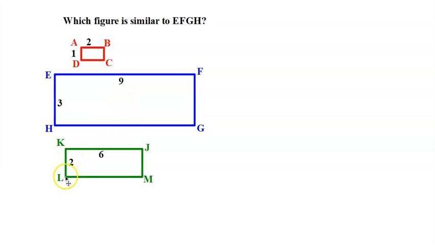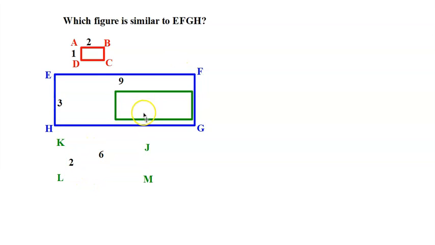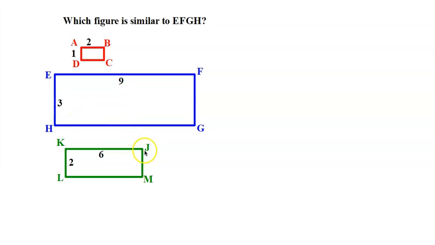Now notice, they're all rectangles, right? So the corresponding angles are congruent in both of these, right? Both of these, they've all got right angles, so all of the corresponding angles are congruent. Does that make them similar? Is that enough? Right? Well, let's take a look.